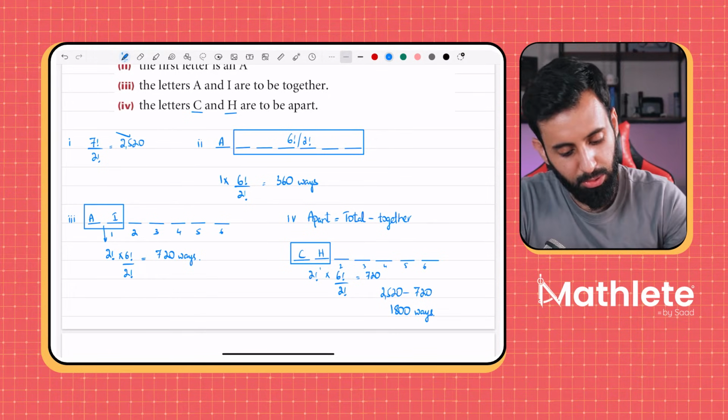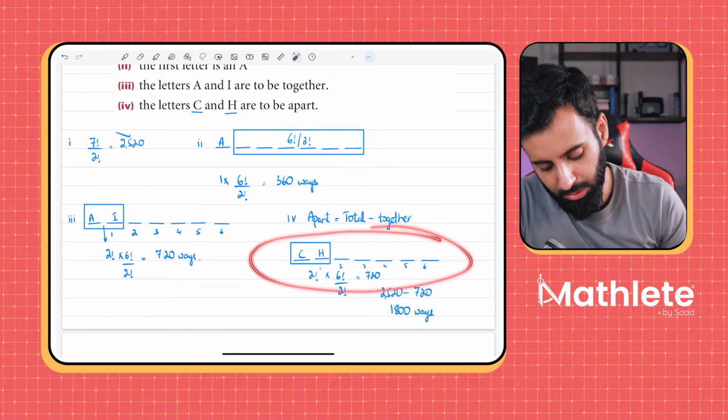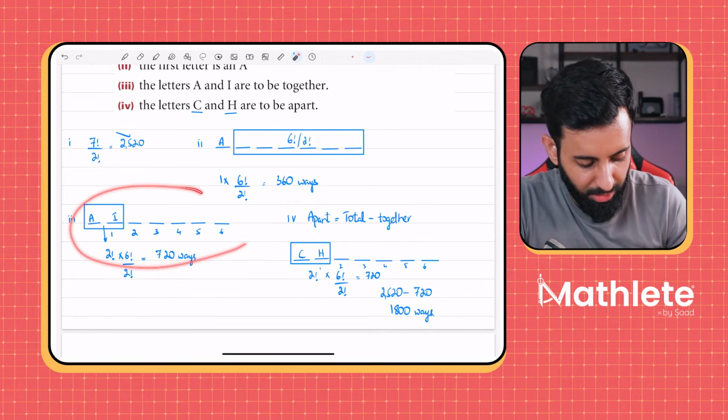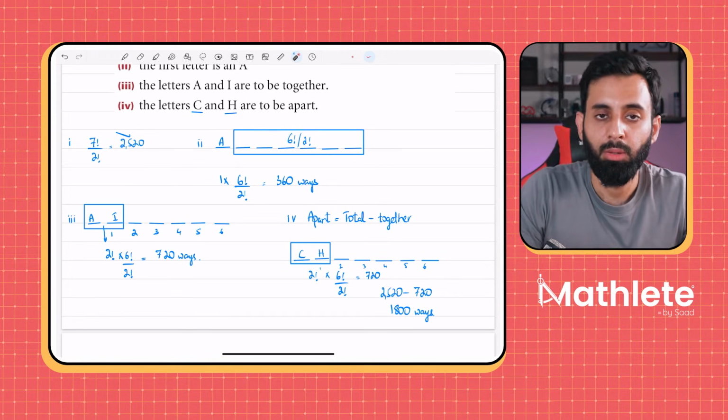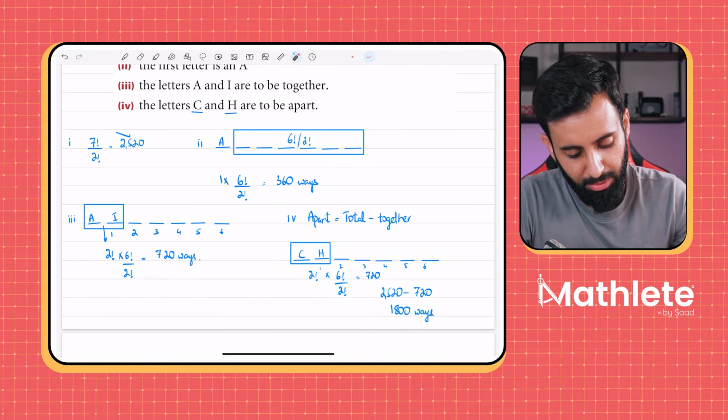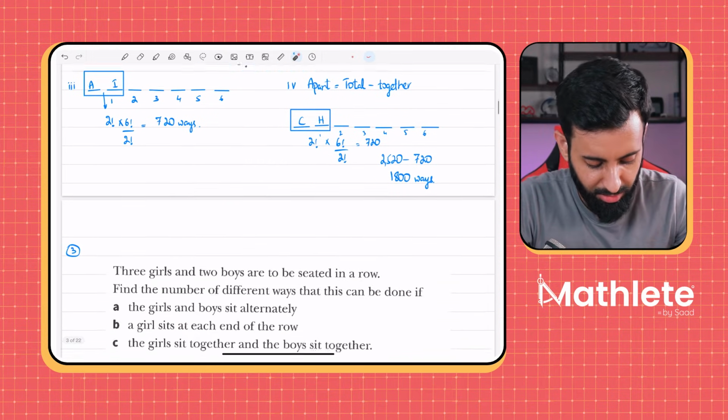So what I was going to say was that you don't really have to do this working, because we've already done it for 2 other letters and it's going to be the same. So all you've got to do is take the total minus the number of ways that they are together, which is equal to the number of ways that they are going to be apart, which is 1800.